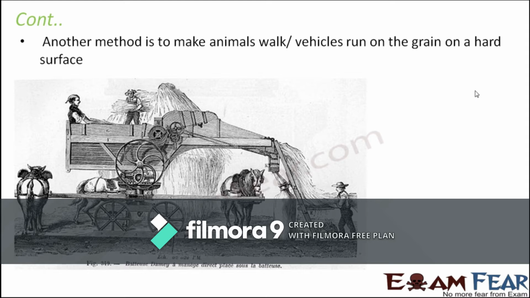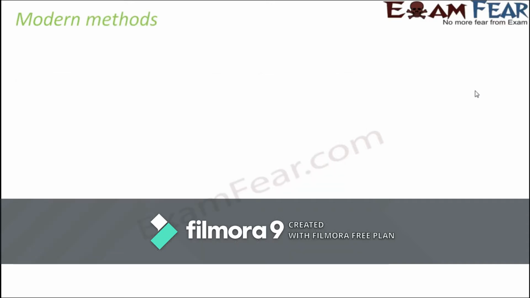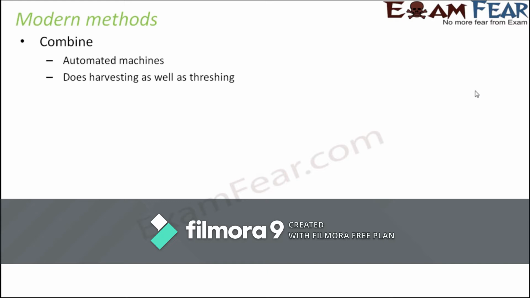Sometimes animals are made to walk and sometimes vehicles are run on the grain. If vehicles are run, in that case there is not much manual effort or labor. So these are some alternative traditional methods of doing threshing manually. However, these days some modern methods have come up where the manual effort has been replaced by machines. Here you have automated machines, and the machines take care of the entire process. The machine is called a combine, and this machine does harvesting as well as threshing.